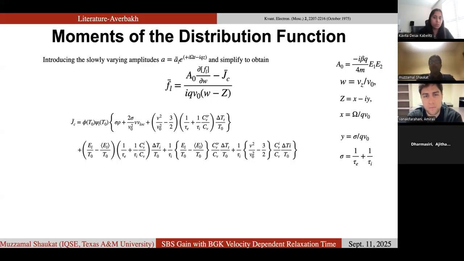Now, of course, this is important. Why do we need to find this function? Because we are interested in determining the moments of that distribution, the zeroth order, first order, and second order, with respect to the temperature, velocity, or the density.